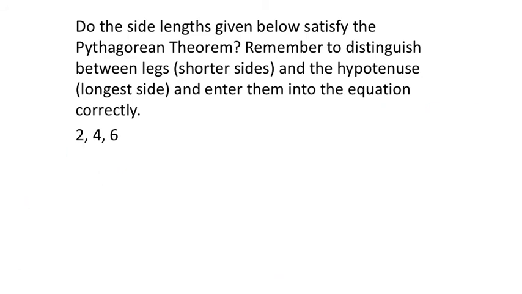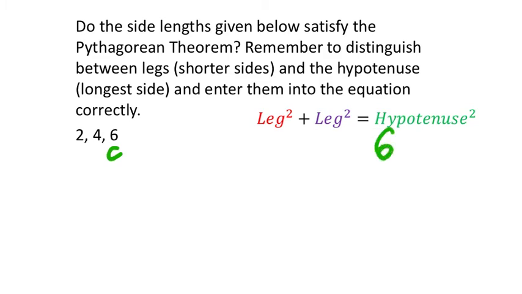Now, do the side lengths given below satisfy the Pythagorean theorem? It's really saying, will these three side lengths make a right triangle? Let's find out. All right, so I'm going to take our Pythagorean theorem. Now remember, of the three side lengths, the longest one has to be the hypotenuse. And right here, the longest of the three sides is 6. So my hypotenuse for these three would have to be 6.